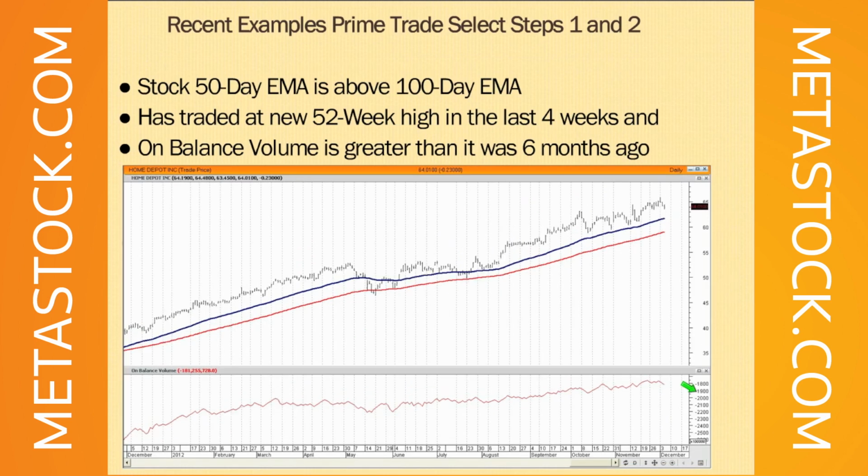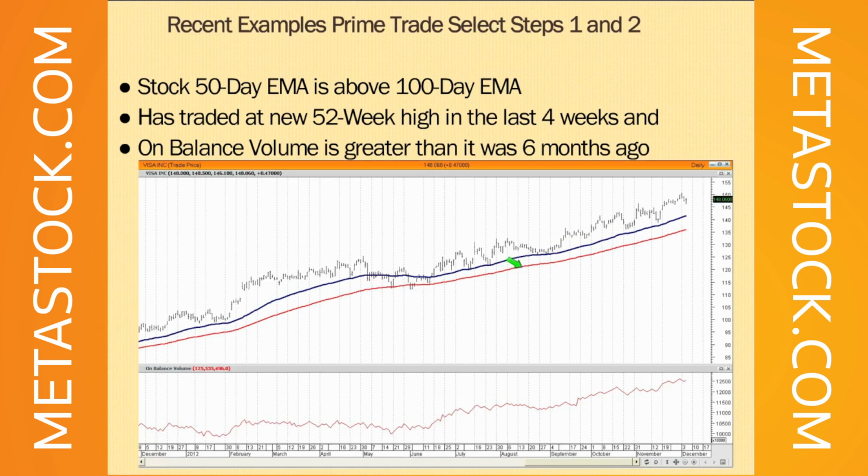Here's another example. This is for Home Depot, and again we can see the daily price movement here. We can see Home Depot's been making a series of new 52-week highs. The 50-day EMA is above the 100-day EMA, and we have an upsloping on balance volume line confirming this price uptrend. And here's one more current example.